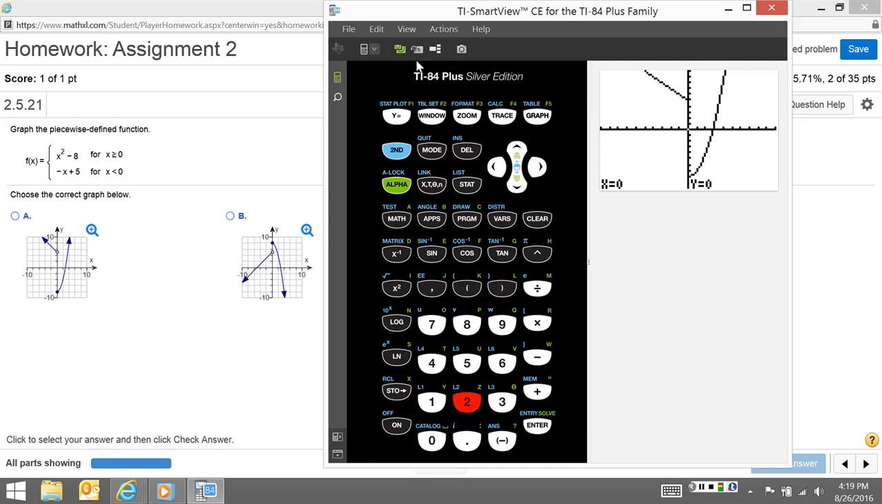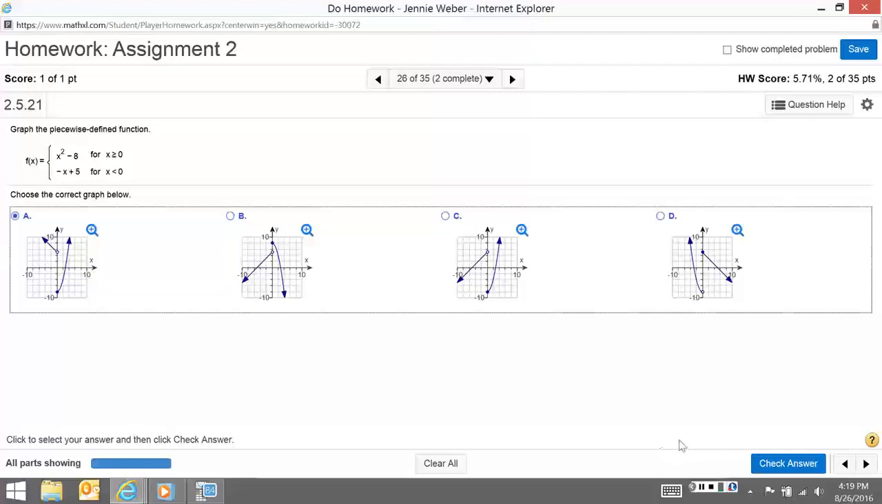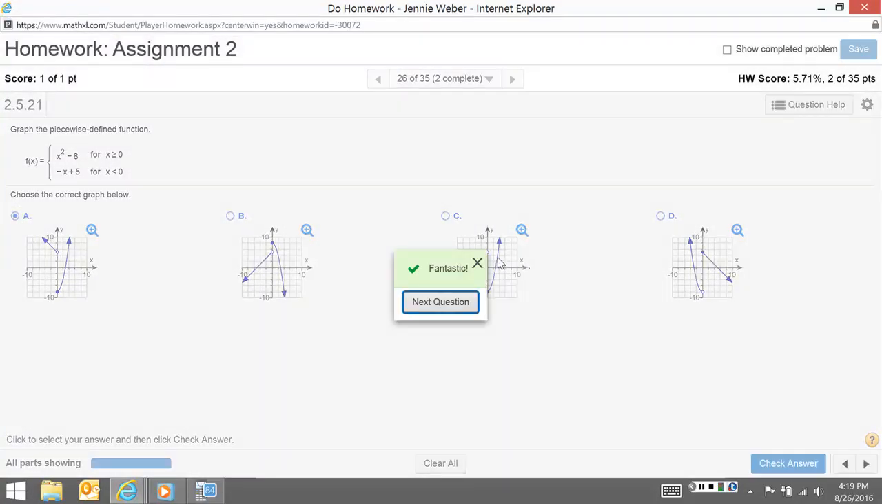So now I look here, and I need the one, let's see here. Looks like I need A. I'm just comparing graphs. Check my answer.